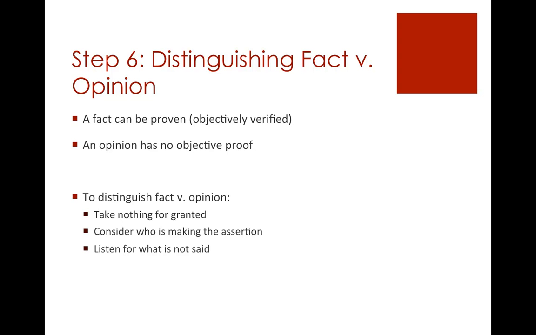Step 6 involves distinguishing fact from opinion. If you look at the difference between these two things, a fact is something that can be objectively verified, whereas an opinion has no objective proof. If you're trying to distinguish these things from one another, take nothing for granted, consider who's making the assertion, and listen for what is not said. The simple criterion is that if something can't be objectively verified, it's probably someone's subjective opinion. And when we start to treat opinions like facts, we often make poor decisions.